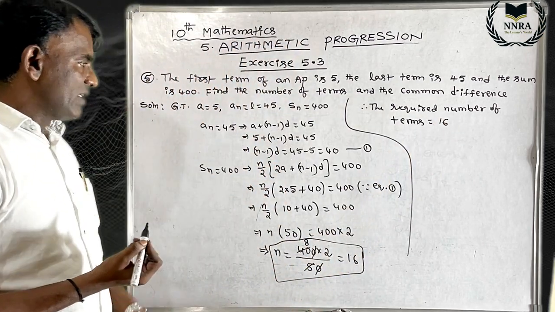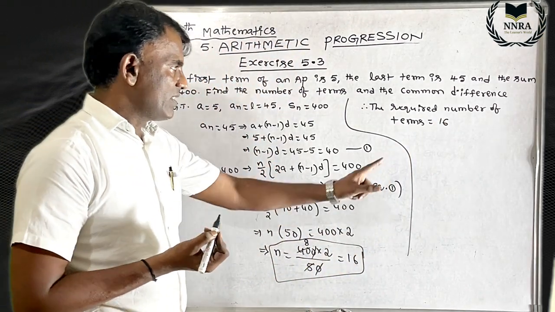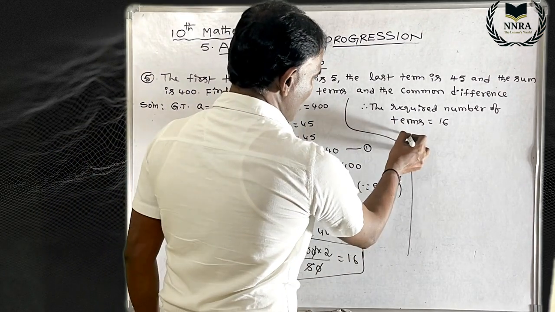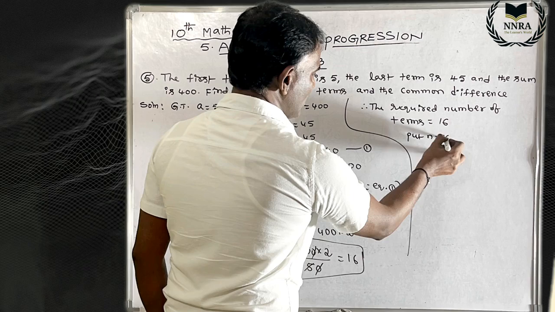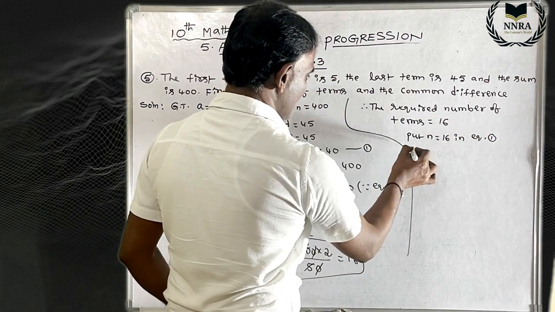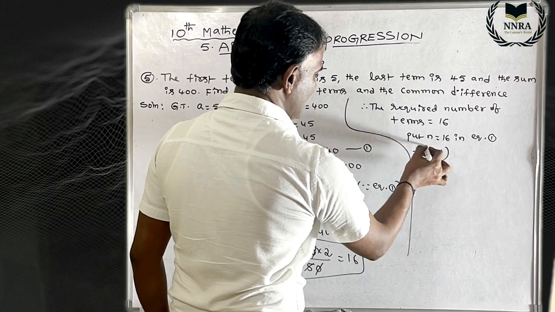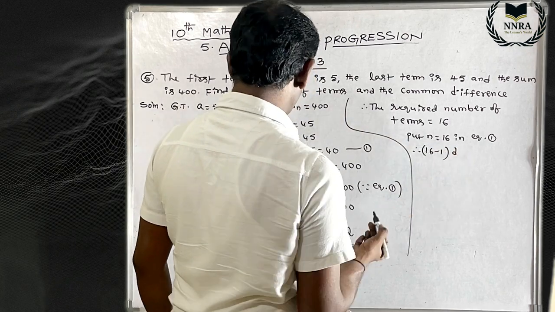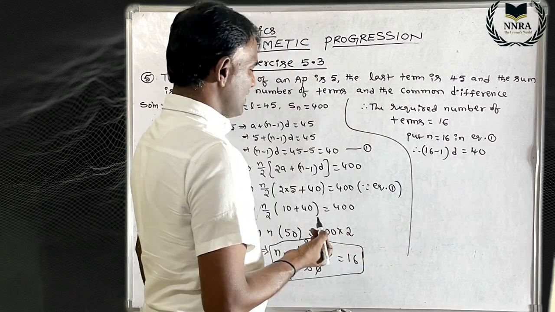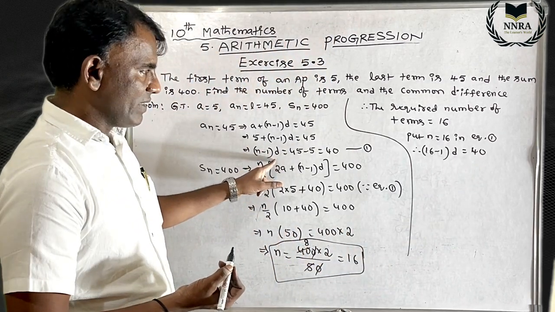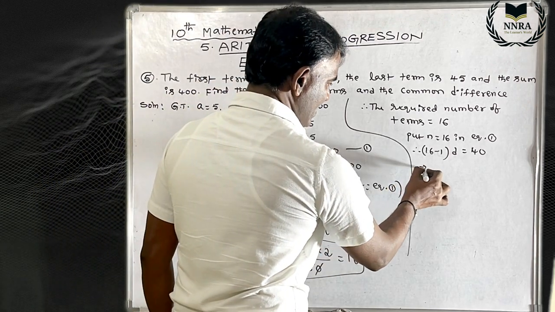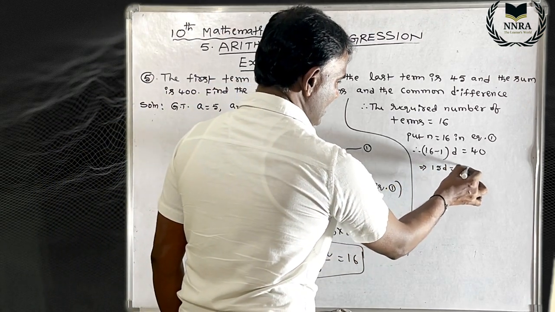And we find the common difference. Do one thing. Substitute this n value in this equation number 1. So now right here put n equal to 16 in equation number 1. So therefore 16 minus 1 into d equal to how much? That is 40. Here n minus 1 into d, but what is the value of n? n is 16. Now it is 15d equal to 40.